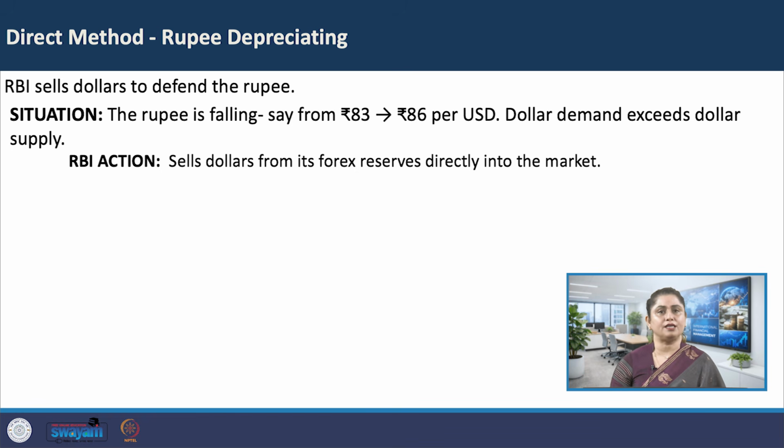The exchange rate is moving from, let us say, 83 rupees per dollar to 86 rupees per dollar. Now people are selling rupees and buying dollars in large quantities. This shows that dollar demand is exceeding dollar supply. The RBI steps in and sells dollars from its foreign exchange reserves directly into the market.